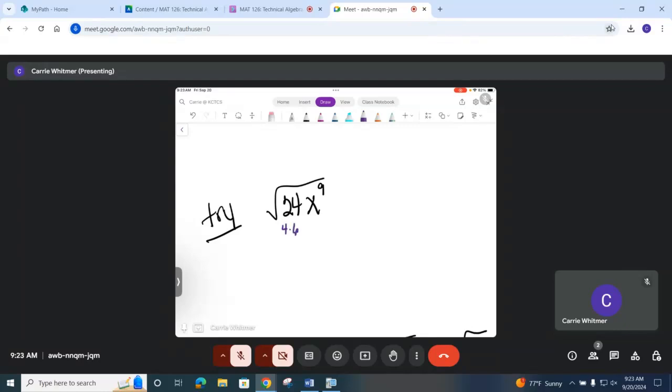Okay, for 24, I'm going to use 4 times 6. So the square root of 4 is 2. 6 doesn't have a square root. Okay. Then I forgot to leave myself room for my variable. Let me do that so I don't have a mess like last time.